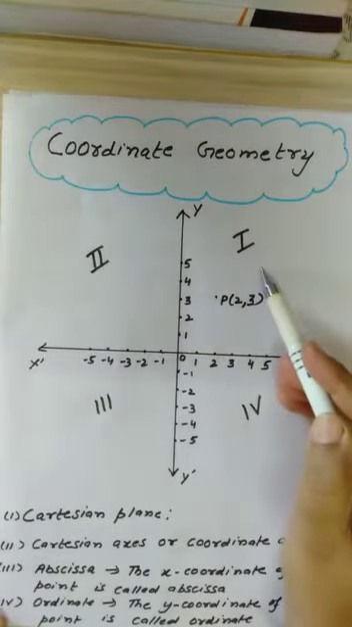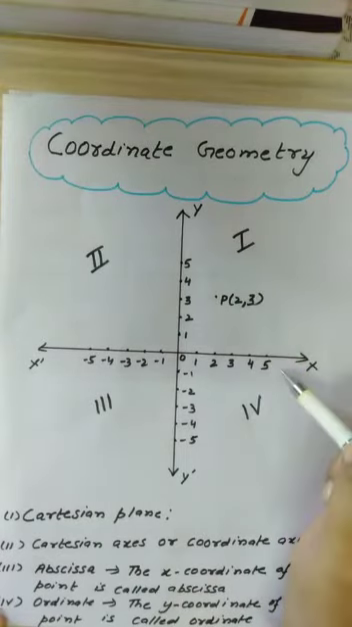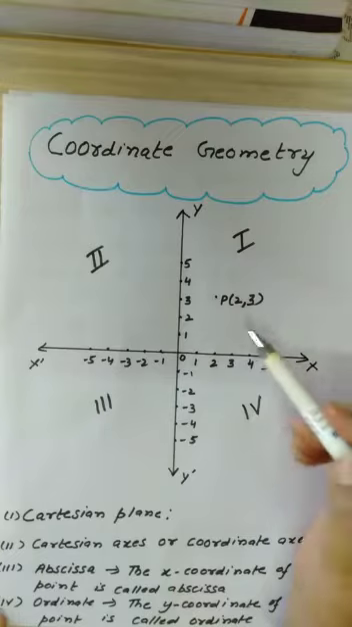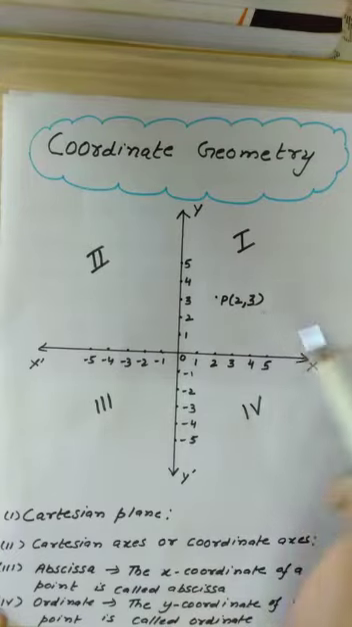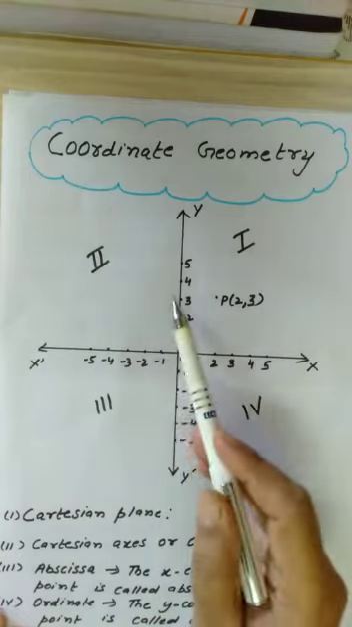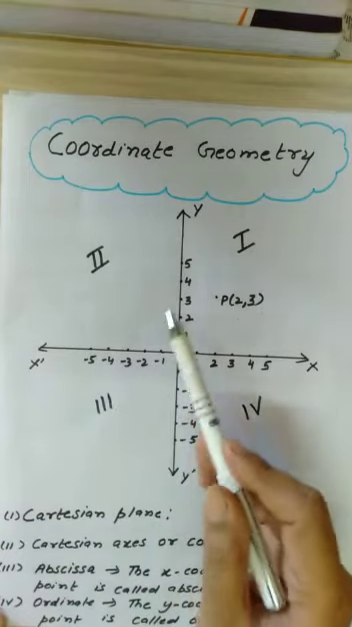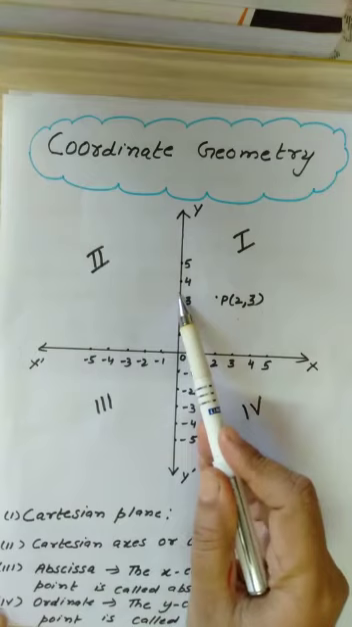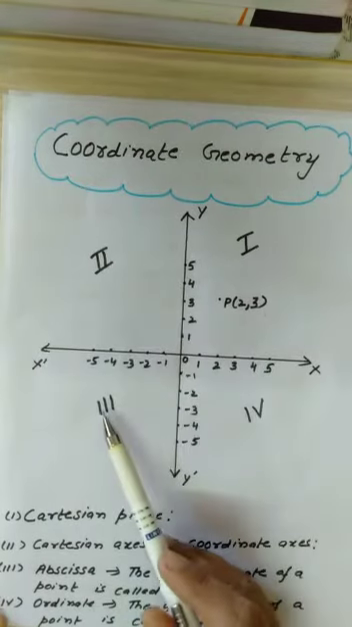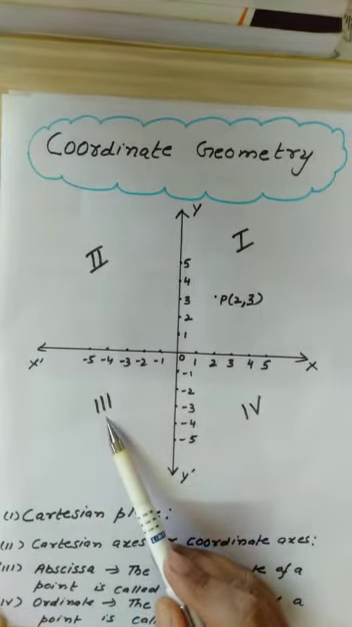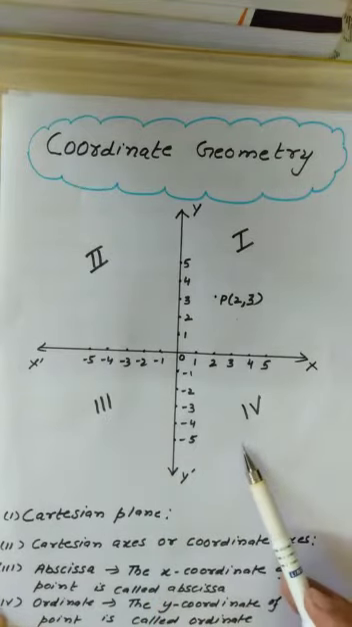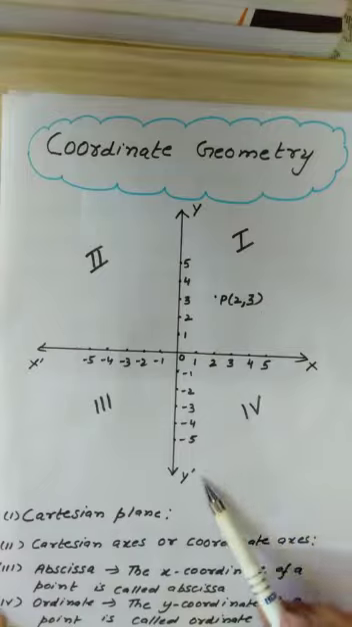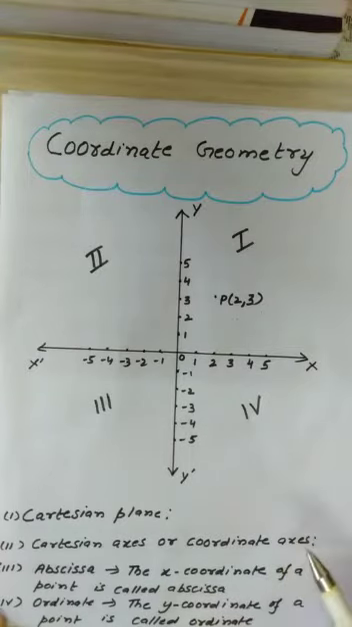This is our first quadrant in which x and y both are positive. The value of x is positive and the value of y is also positive. This is our second quadrant in which the value of x is negative and the value of y is positive. This is the third quadrant in which x and y both are negative, and this is our fourth quadrant in which x is positive and y is negative.